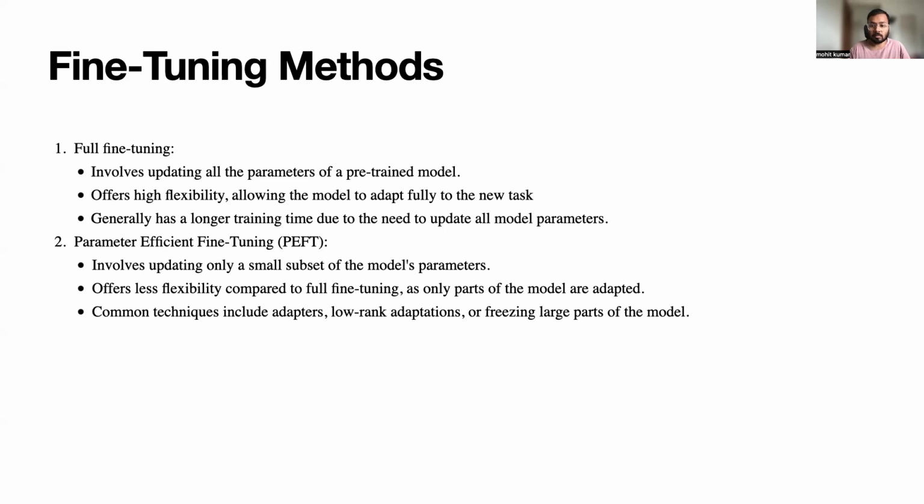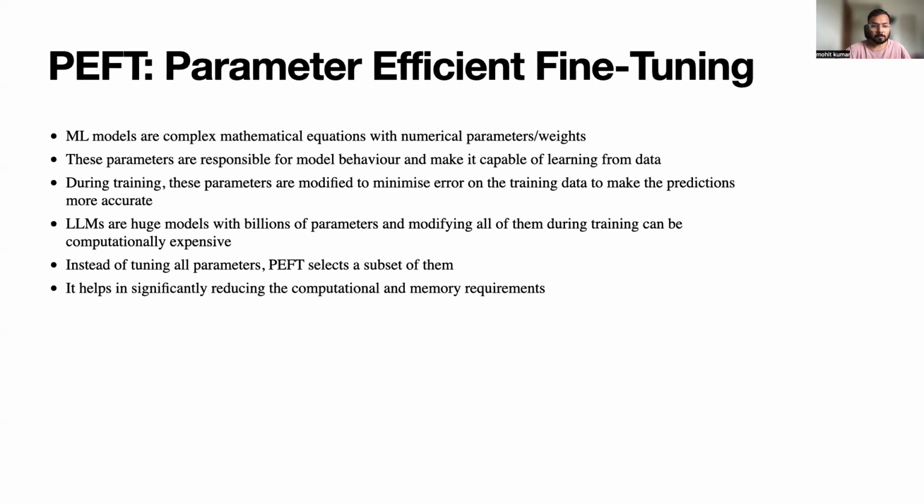Some of the common methods which are used in these are adapters, low rank adaptations, and, as I mentioned, freezing large parts of the model. So let's see what parameter efficient fine tuning really is and how it helps. These things I already mentioned: if you see pre-trained LLM models, these are very complex models with trillions of parameters. And the tuning of these parameters is how someone tunes a model. It makes it behave in a certain way, right?